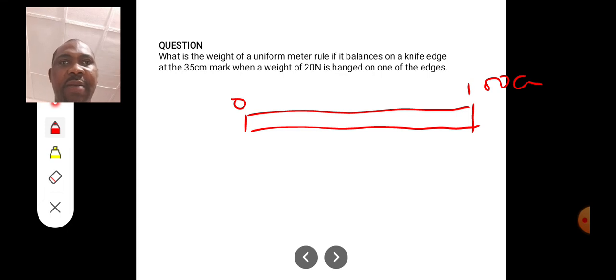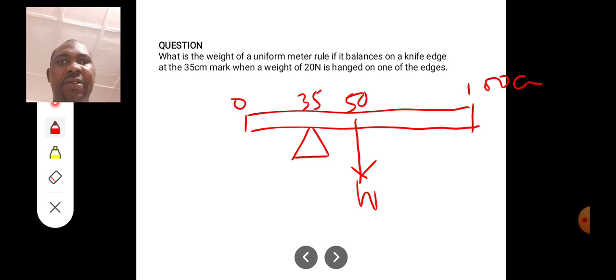And the weight, remember, like I said, is always acting downwards. The question says we are looking for the weight, so W. Now the weight must be at the 50 cm mark because it's uniform. Now it says it balances on a knife edge at the 35 cm mark, which is before 50, so that means the knife edge is here. When the weight of 20 newtons is hung on one of the edges, this is where the 20 newtons weight must hang if this rule must be balanced.